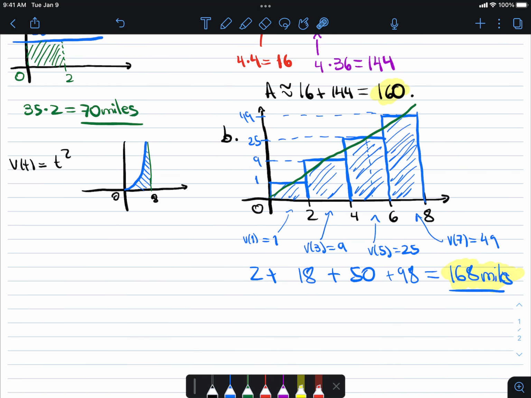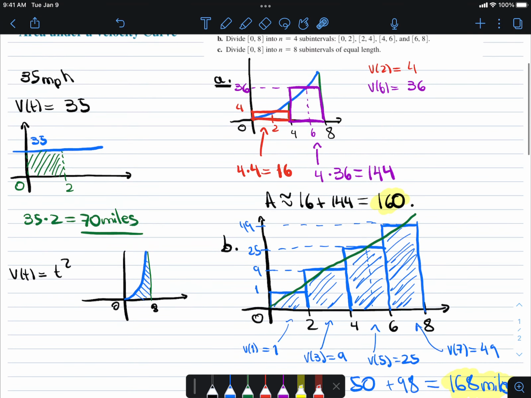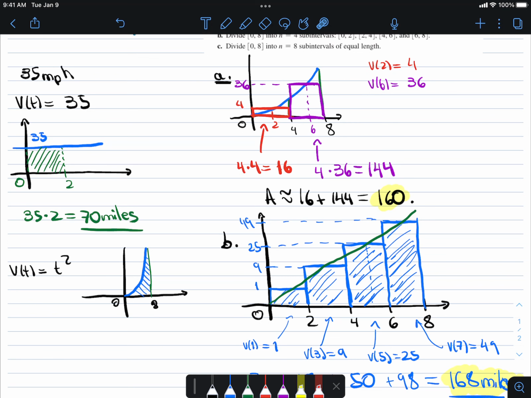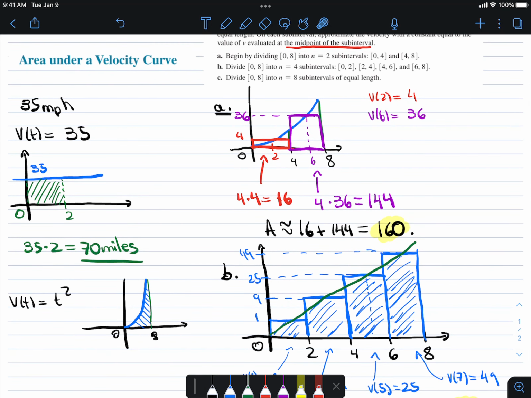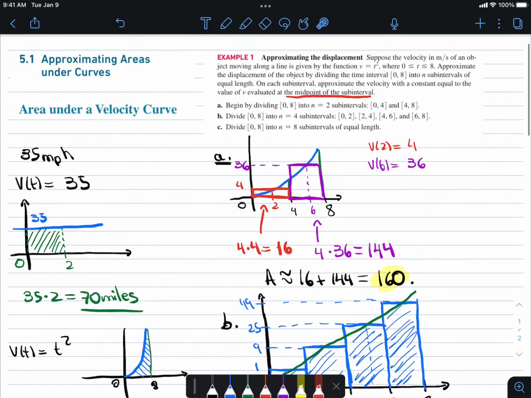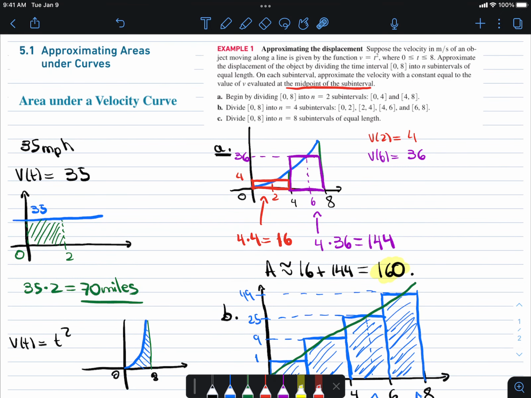I can repeat the process for C, which asks to divide in 8 subintervals of equal length. So now I'm going to do 8 subintervals. 0, 1, 2, 3, 4, 5, 6, 7, and 8 are going to be the endpoints. And I'm going to calculate v of 0.5, v of 1.5, v of 2.5, and so on. So these are the basics of this, and this is why this is interesting. We get an approximation of distance traveled with the area under the curve. This is pretty interesting, I think.